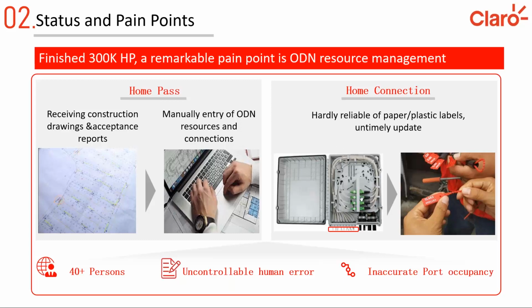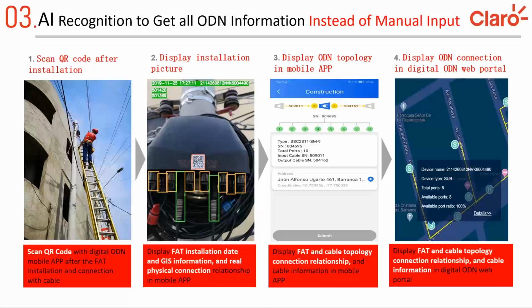And after starting the testing and the trial of the NC Digital ODN, we realized that we can improve this part in our network. Can you pass to the next slide, please, in order to show that?